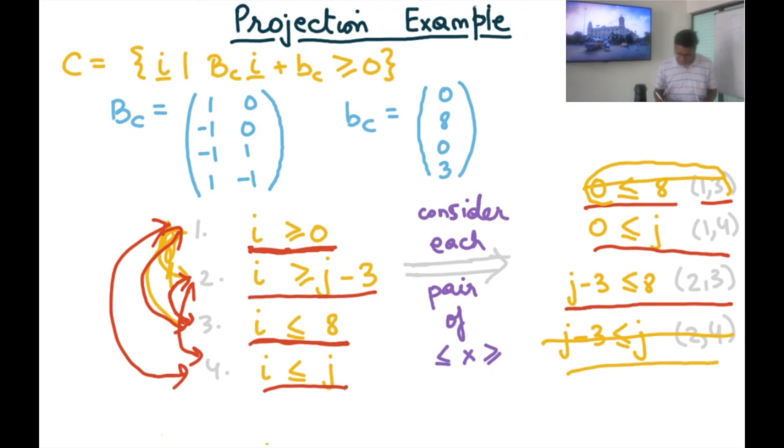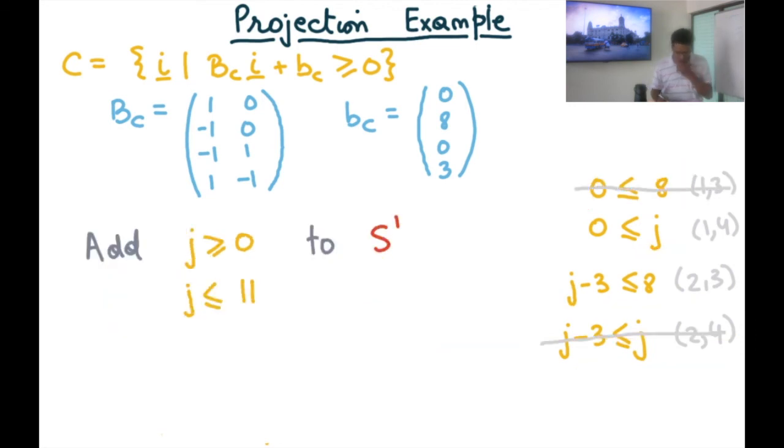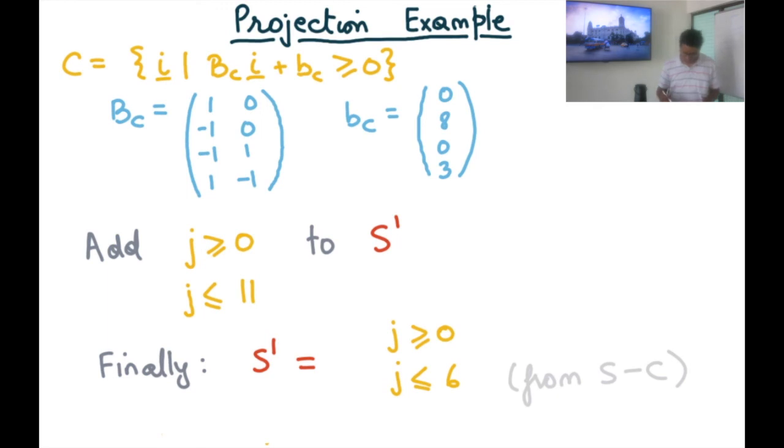So what are we left with? We are left with 0 is less than or equal to j and j minus 3 is less than or equal to 8, and we add both of them to S prime. In other words, we add j is greater than or equal to 0 and j is less than or equal to 11 to S prime. So these are the two constraints that we get from C, and recall that we had one constraint from S minus C, which was j is less than or equal to 6, if you remember.